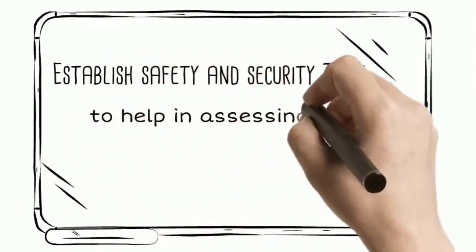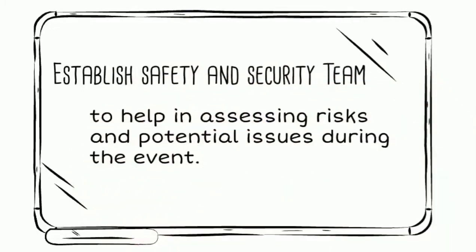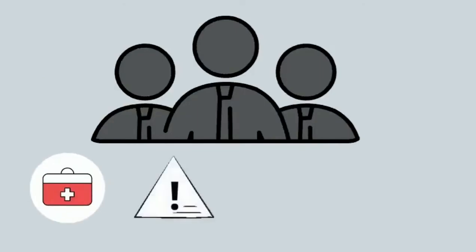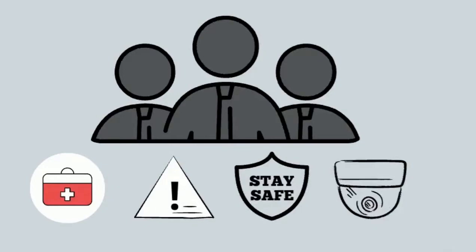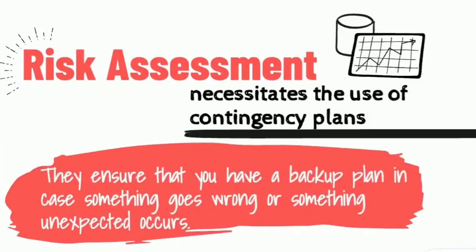It's crucial to establish a safety and security team to help in assessing risk and potential issues during the event. The team must create an emergency management strategy, assess the possibility of threats, as well as evaluate the potential of safety and security breaches, as well as operational issues. Elements of the event must be evaluated for safety, security, and other risks. Risk assessment: risk management necessitates the use of contingency plans. They ensure that you have a backup plan in case something goes wrong or something unexpected occurs.